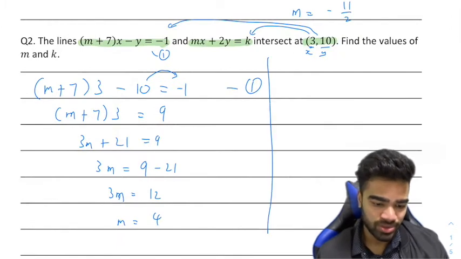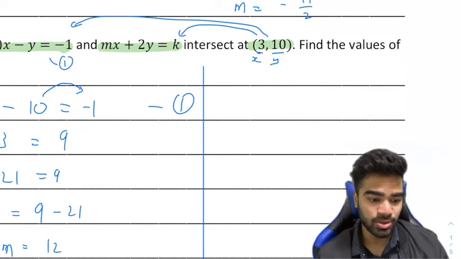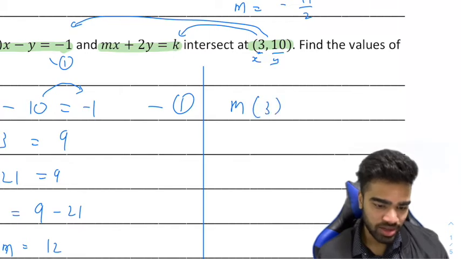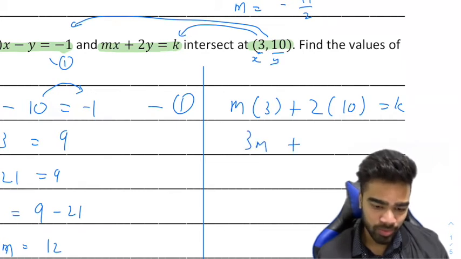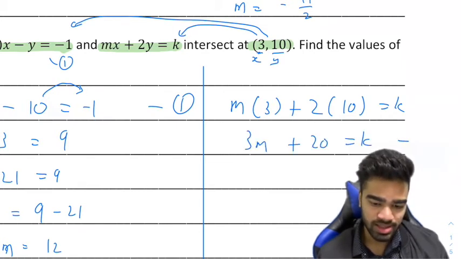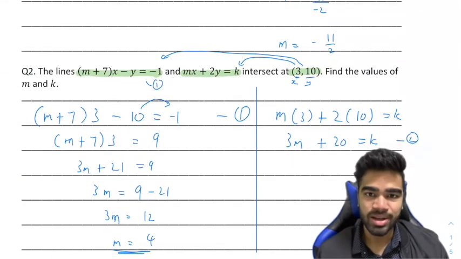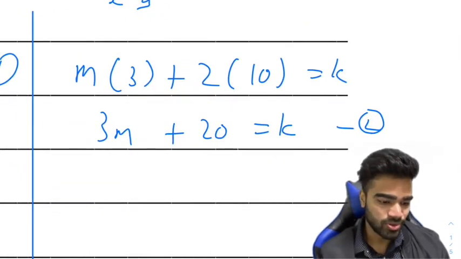So now we need to find the k value, which is in the second equation here. So let's sub the coordinate in. So m multiplied by x is 3, plus 2 multiplied by y is 10 is equal to k. So 3m plus 20 is equal to k. That's equation number 2. So what do you guys notice though? We already had the value of m. We found it in the previous equation. So m is equal to 4, right? We already know that. So let's sub m equals 4 into here.